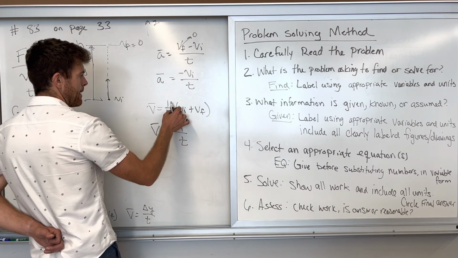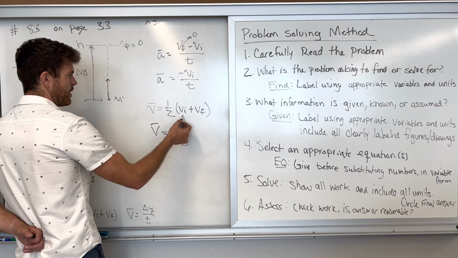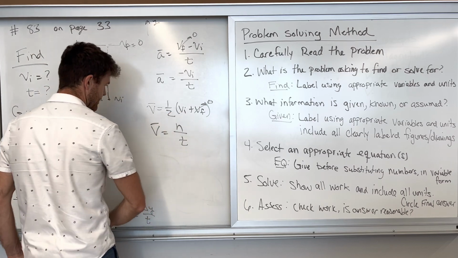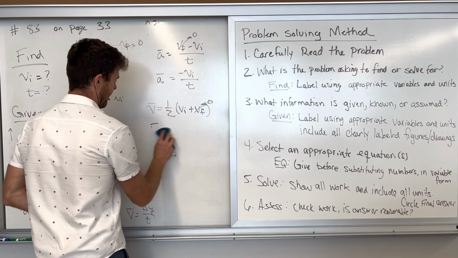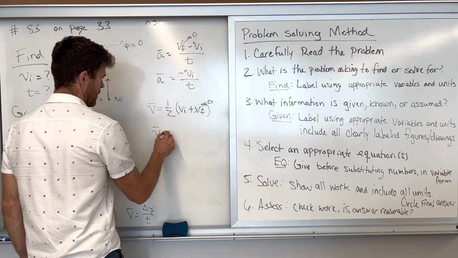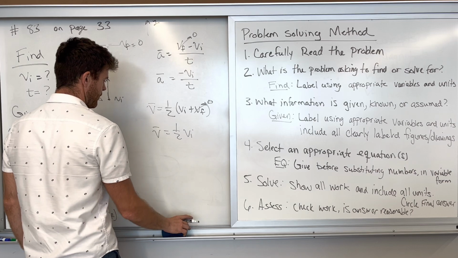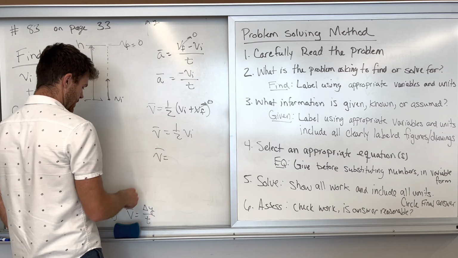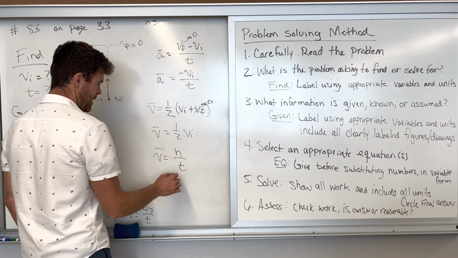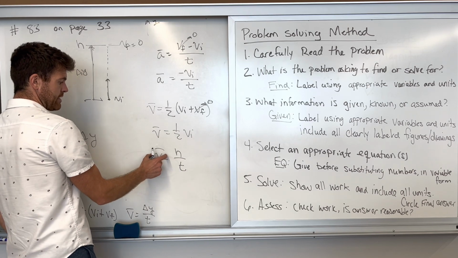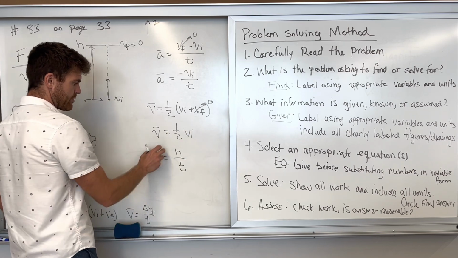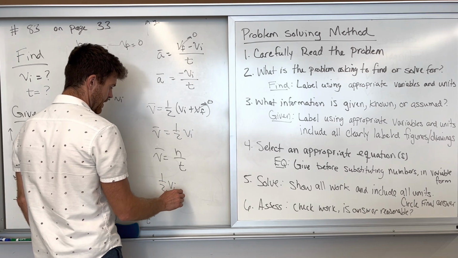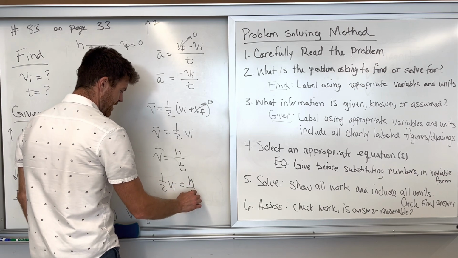So, if we look at these two equations, we know that final velocity is 0. So we can rewrite this one: one-half v initial. That's our average velocity. And average velocity is h over t. And so we can set this equal to that because they're both equal to average velocity. So we get 1/2 vi equals h over t.